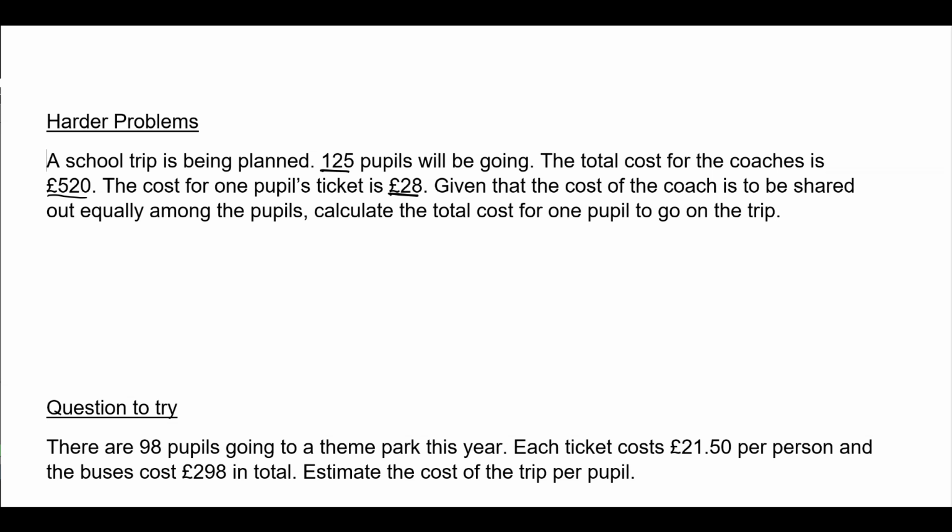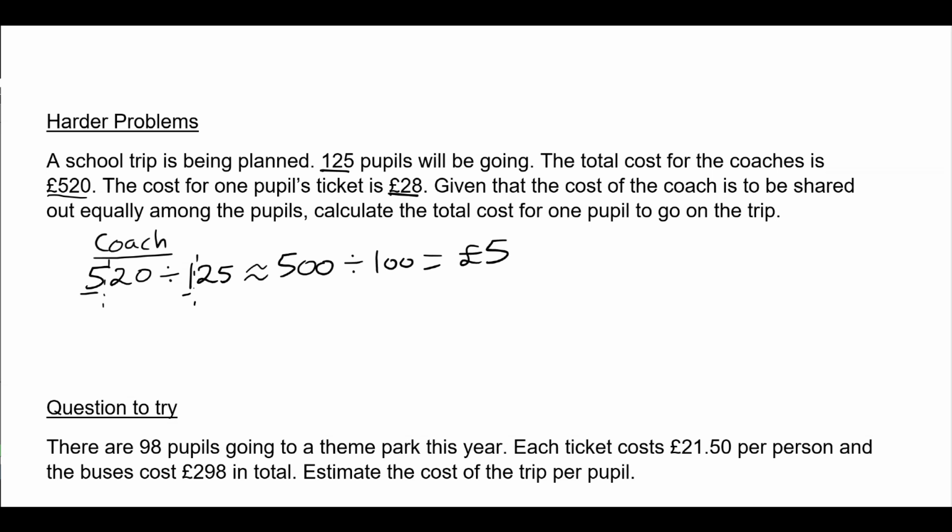One thing to remember is that there are 2 parts to this. There's the cost for the coach. Every pupil is going to be paying for the coach equally, so the £520 being shared out equally. That means one pupil needs to pay 520 divided by 125. Now we're estimating, so I'm going to round the 520 to get 500 because the 2 tells us to round down. 125 rounds to 100, which gives us 5. So that means everyone pays £5 for the coach.